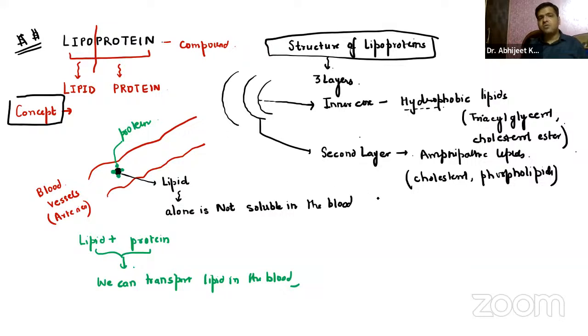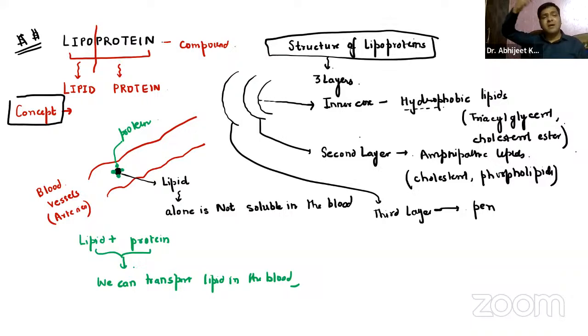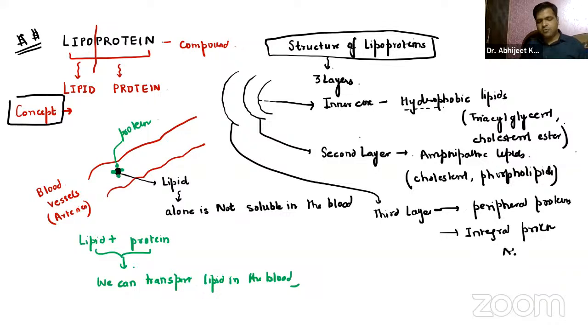And the outermost, it is basically the third layer of this lipoprotein, which is consisting of peripheral proteins. Obviously, the outermost is along the periphery, right? Yes, and we also have some integral proteins, like ApoB100. I'll be coming to all this.